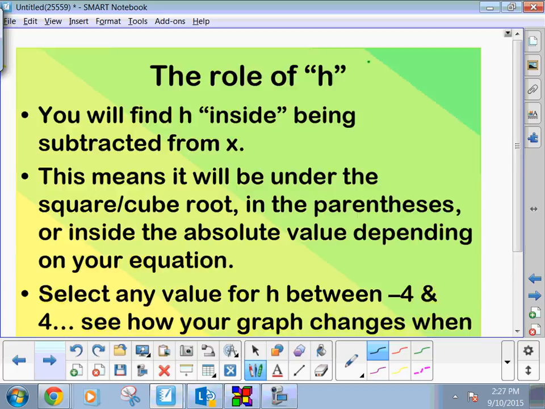Okay, the role of H. Now H is probably one of the most important ones, and you will find H inside, similar to what I showed you on the last one. H is inside being subtracted from x. This means that it will be under a square root, a cube root, in the parentheses, or inside the absolute value, depending on your equation.